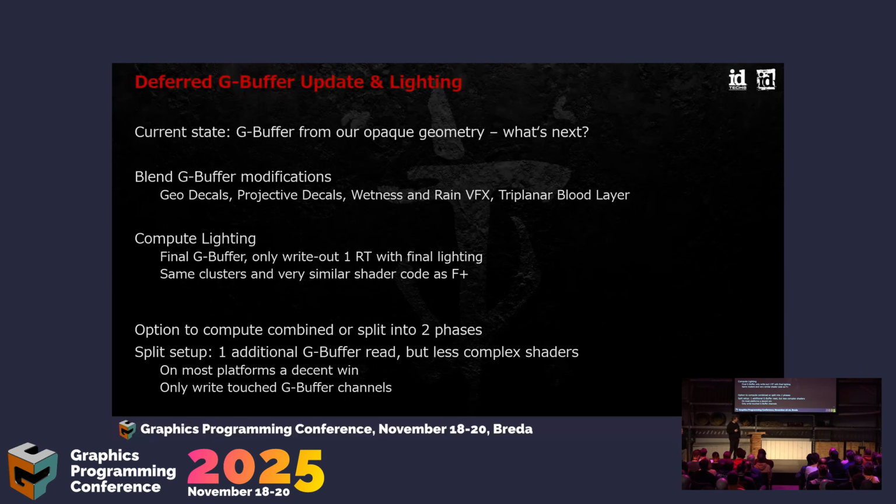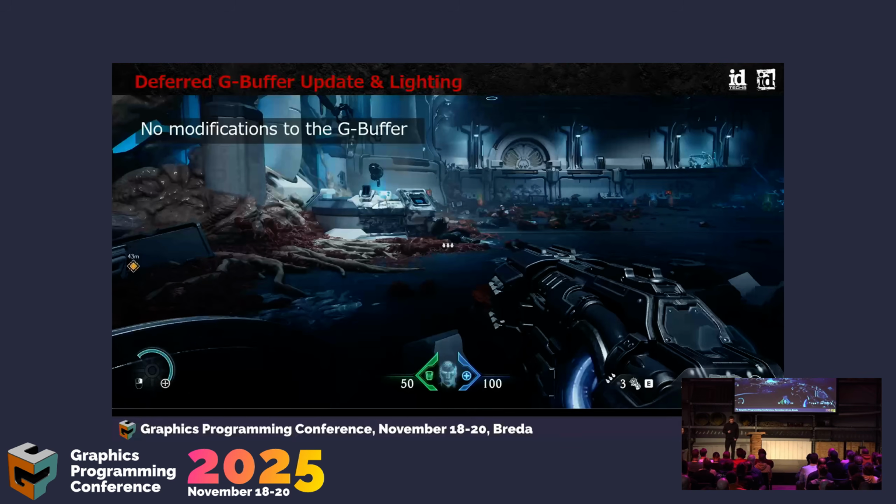The other option that we explored was splitting it into two passes, into two phases. In our split setup, we have one additional G-buffer read, but we have less complex shaders. And we have to dispatch twice the amount of compute waves. But each of the passes is simpler and faster all in all. And interestingly, on most platforms, we've seen a speed up there by just splitting those passes.